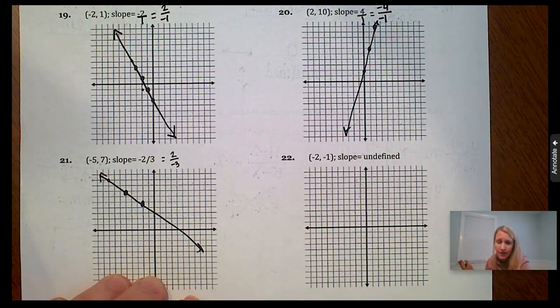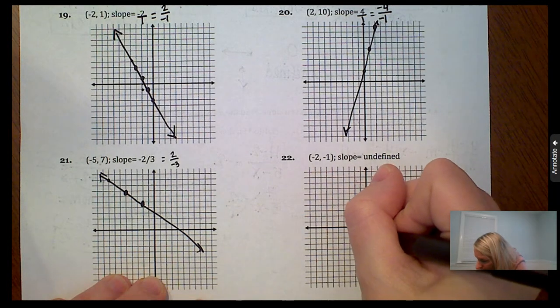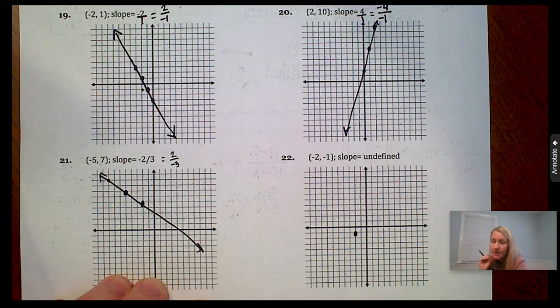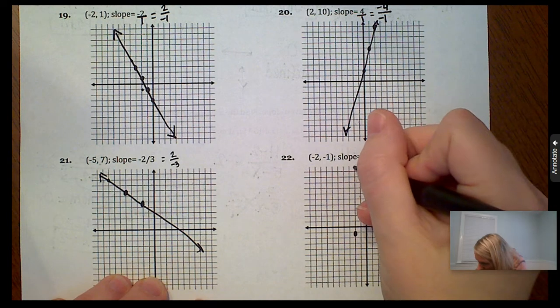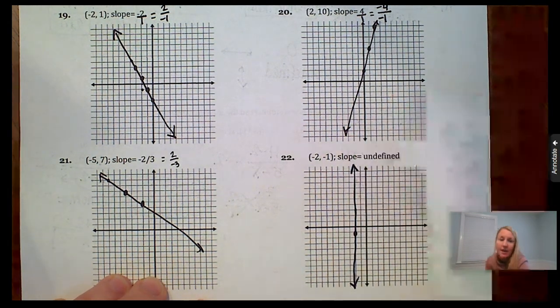And last but not least, we go through the point -2, -1. And the slope is undefined, so I don't really know what rise and run are at this point, but as you've seen a few times, anytime it's undefined, you just throw a vertical line through that point. And then you're done.